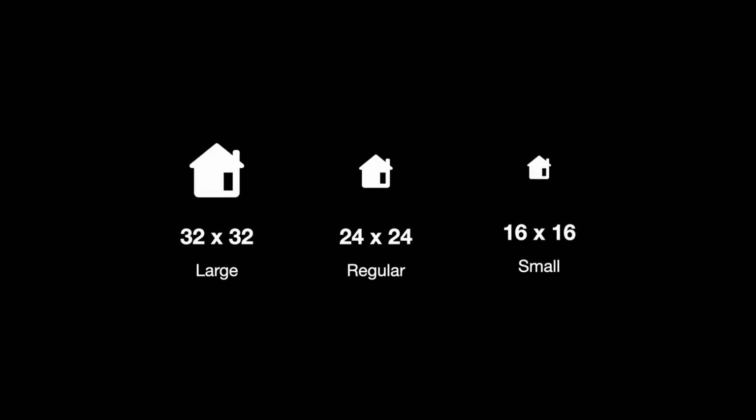The size of your icons should be selected according to the medium you designed for, in proportion to other UI elements. There are no universal rules that will work in all contexts, but if you want something to start with, you can go for 32 by 32 pixels for large icons, 24 by 24 pixels for regular icons, and 16 by 16 pixels for small icons.